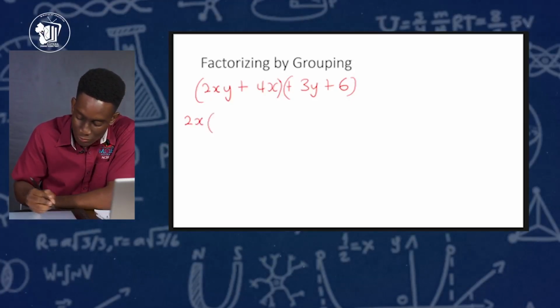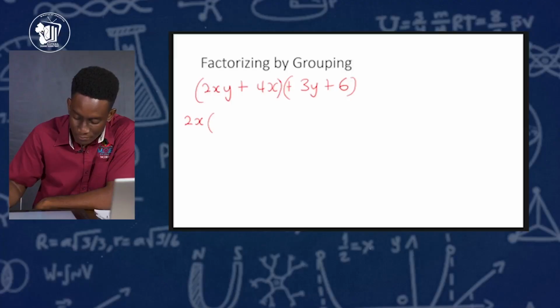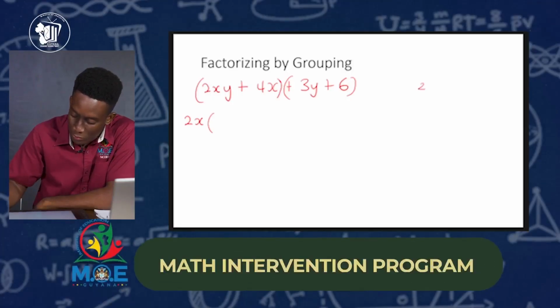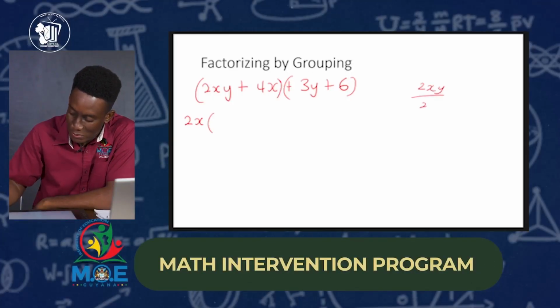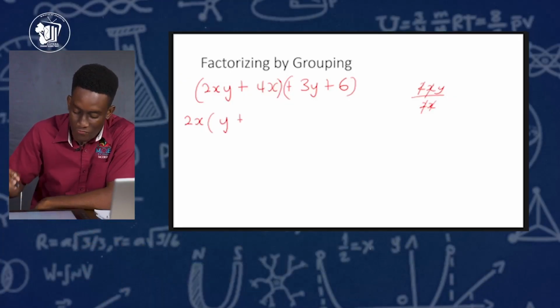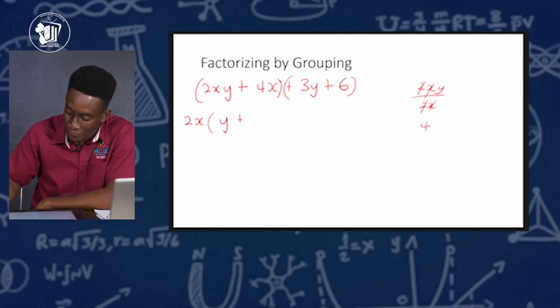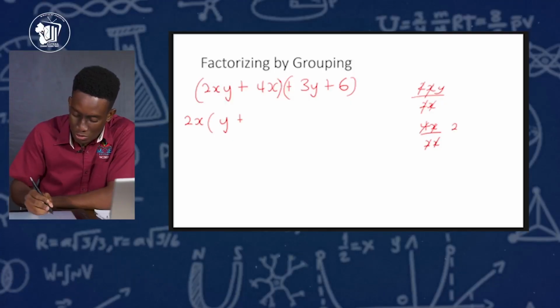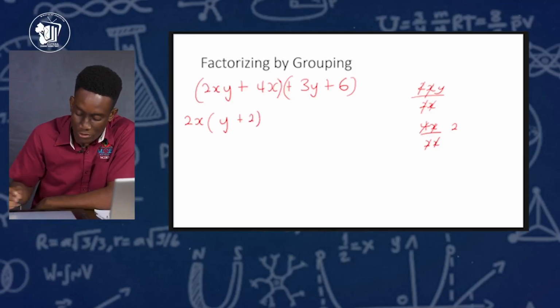So when we factor out the 2x from that, we're left with 2xy divided by 2x. This 2 will cancel with that 2. This x will cancel with that x. So we're left with y plus, when you factor out the 2x from the 4x, 4x divided by 2x. This x will cancel with that x. 4 divided by 2 is 2. So we're left with y plus 2.